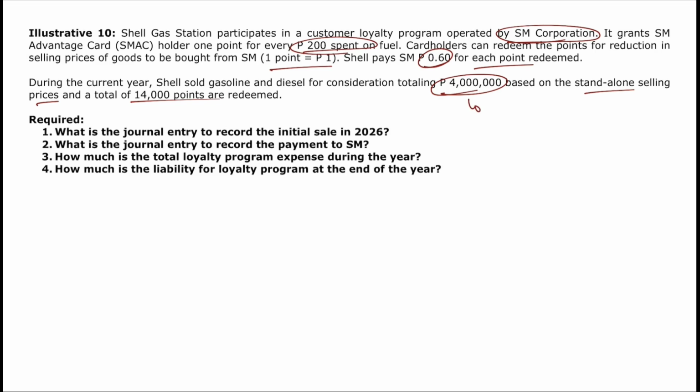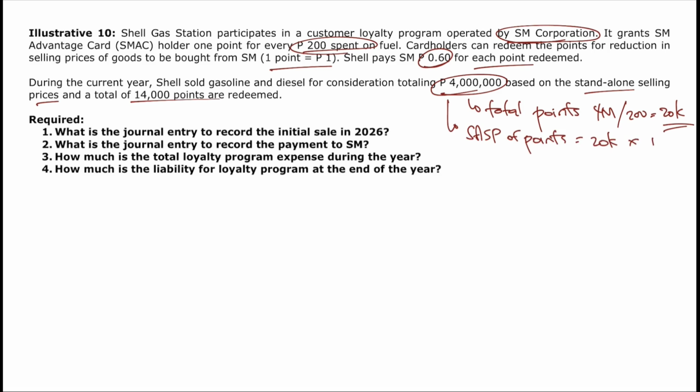So, ilan muna yung total points natin? Total points will be equal to 4 million divided by 200, or this is equal to ilan? 4 million divided by 200, this is equal to 20,000 points, no? Then, magkano yung stand-alone selling price ng points? Stand-alone selling price of points will be equal to 20,000 points times 1 peso, kasi 1 peso lang. Ibig sabihin, 20,000 pa rin yan. Okay? So, i-allocate muna natin yung 4 million, no?